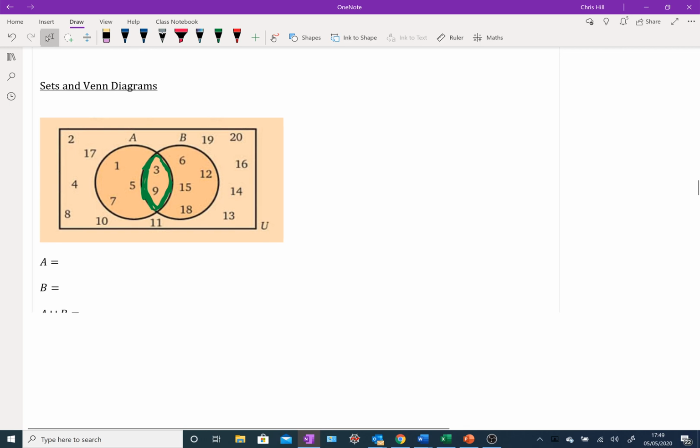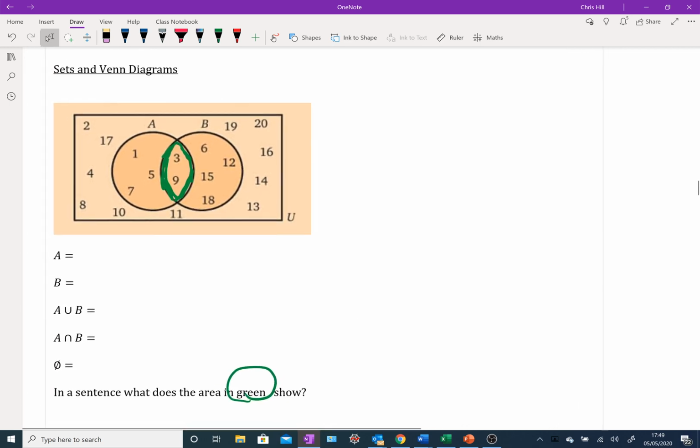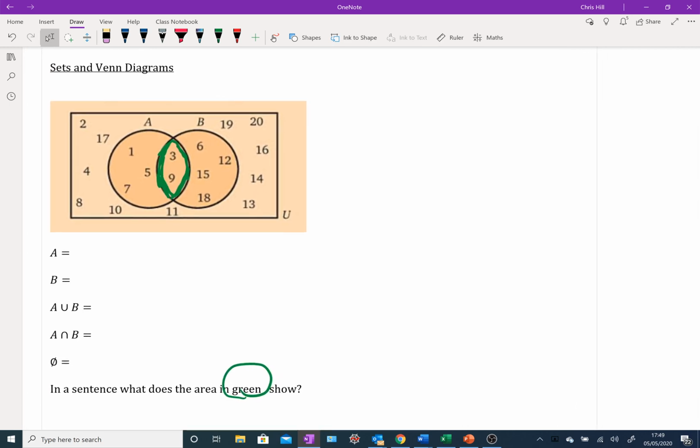Okay, so the next revision topic is sets and Venn diagrams. I've shown you a Venn diagram here. Now A is everything inside on the left, and B is everything inside on the right.